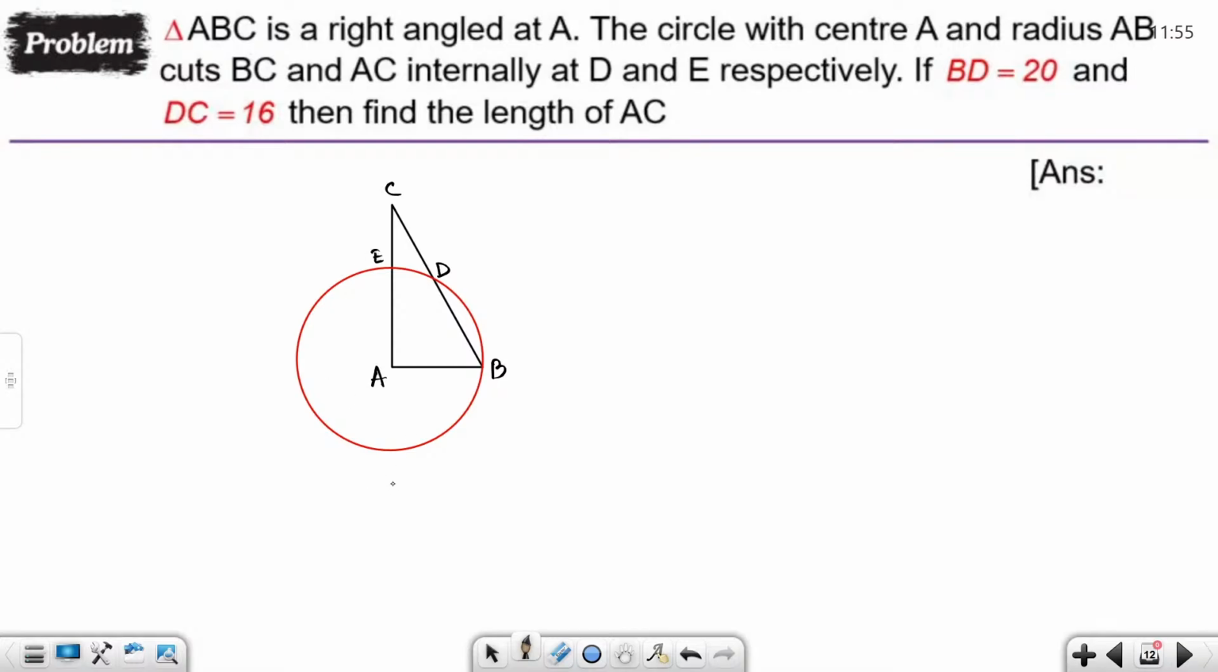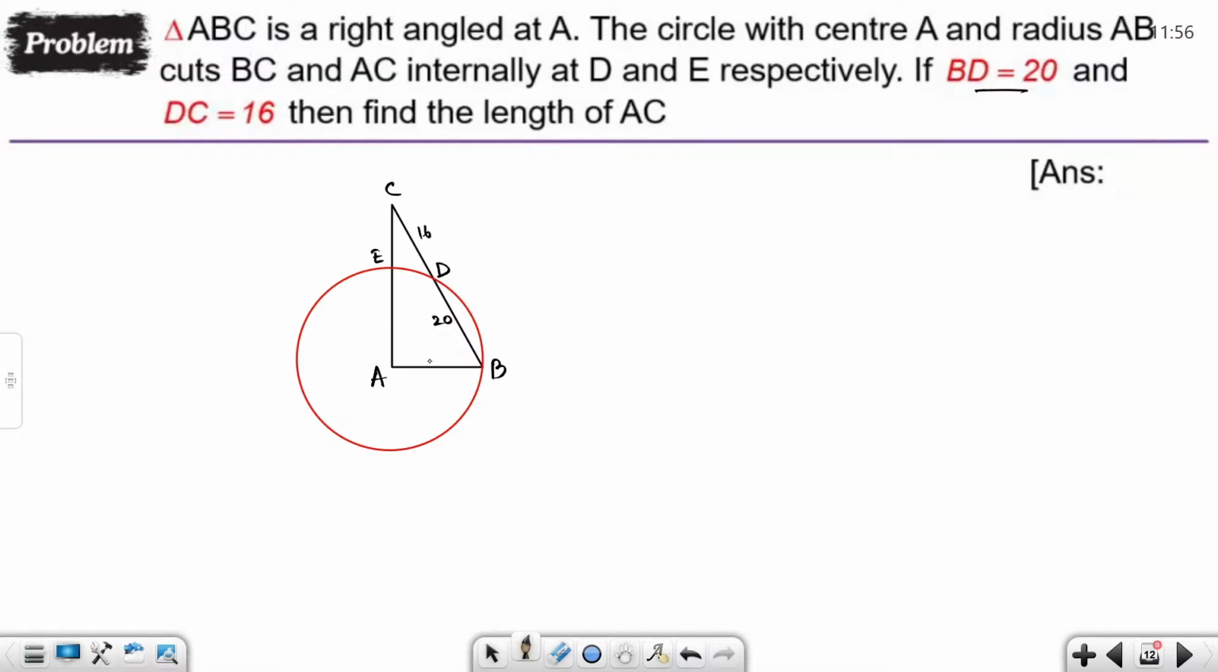And they have given that BD is 20. That is, BD, this length is 20 and DC is 16. So this length is 16. Okay. So you have to find out the length of AC. How to do this sum? You have to find out the length of AC.